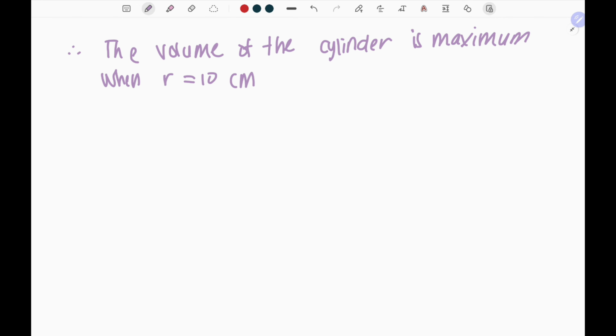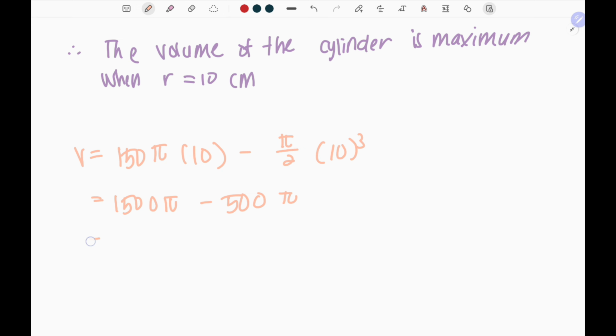Now, we can calculate the maximum value of V by substituting the R with 10. So, V equal to 150 pi multiplied by 10 minus pi over 2 multiplied by 10 to the power of 3. And we get 1500 pi minus 500 pi. Lastly, we get 1000 pi centimeter cube.